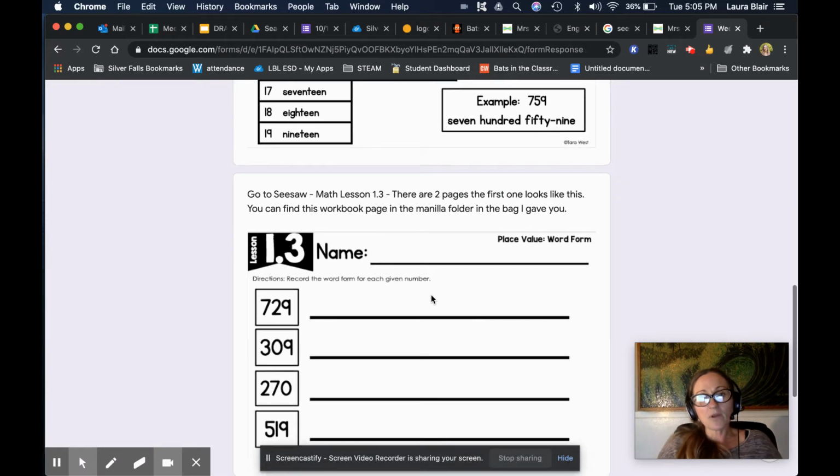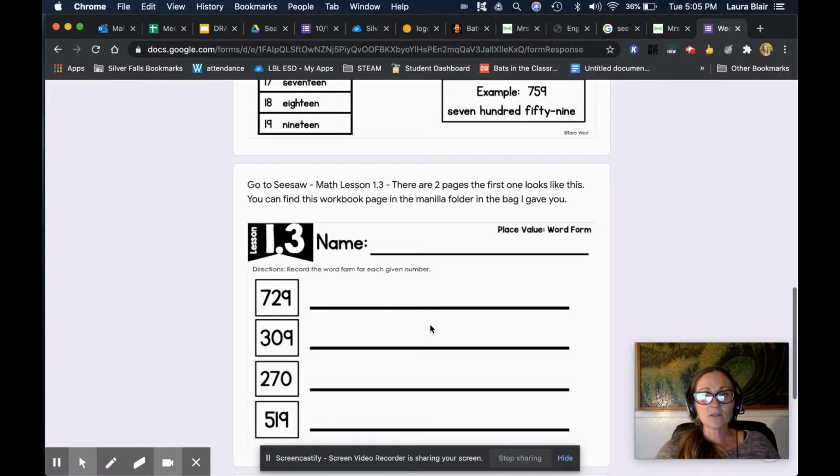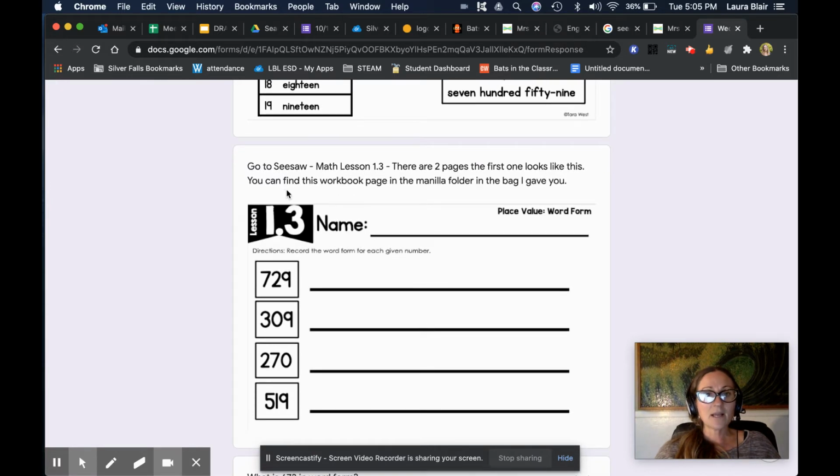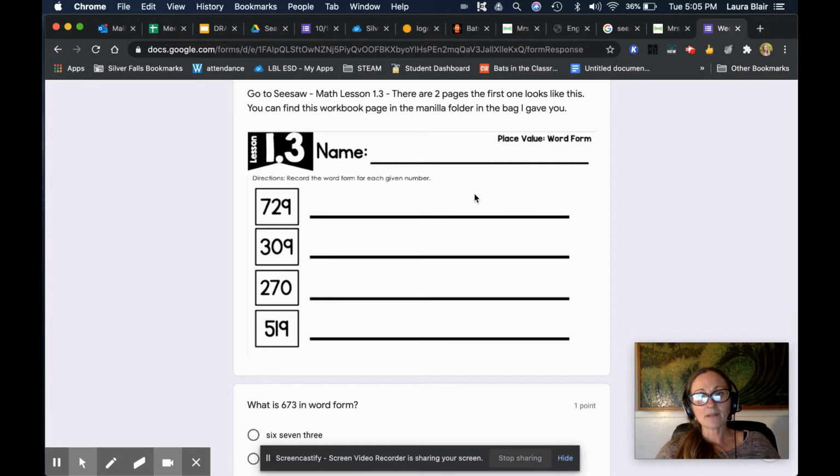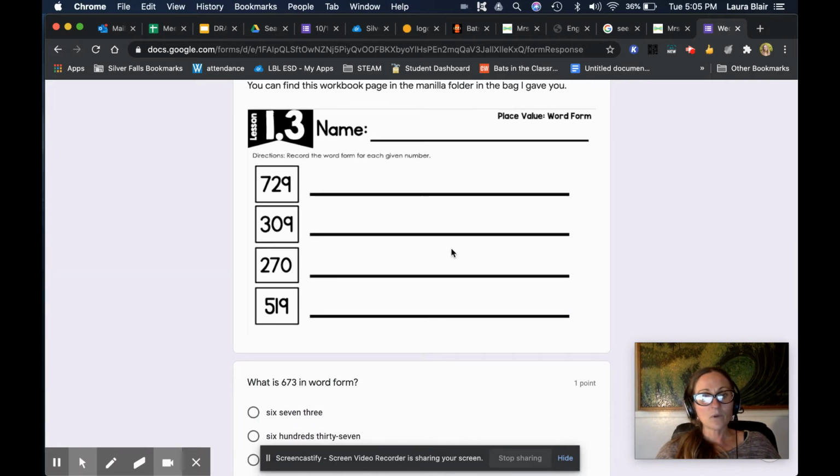So then I want you guys to go to Seesaw, and you're going to do math lesson 1.3. There's two pages. The first one kind of looks like this. And you can find this workbook page in the manila folder in the bag that I gave you on Monday. Okay? So this is one of the activities.